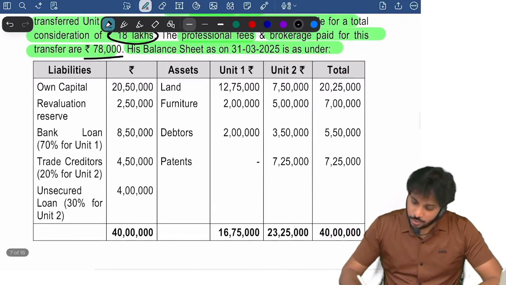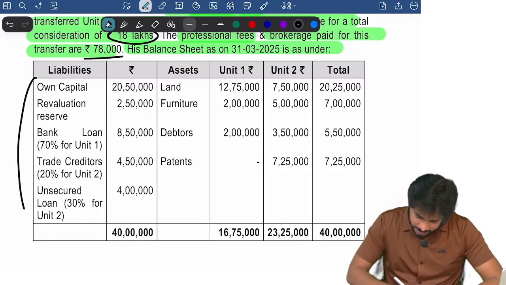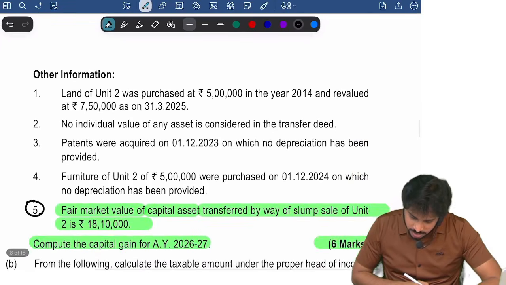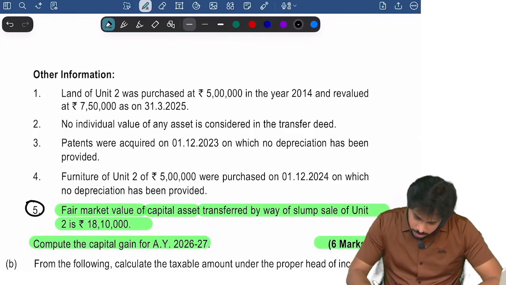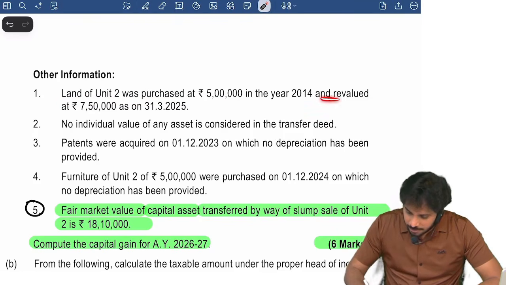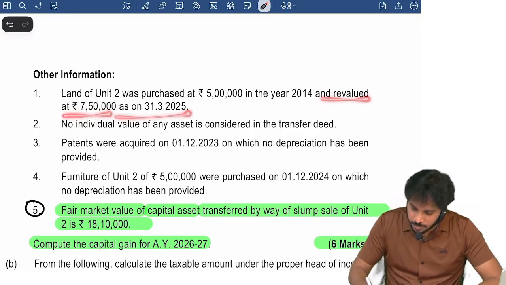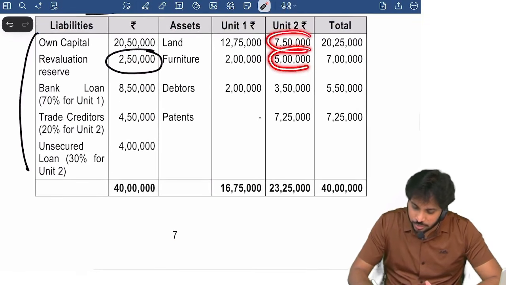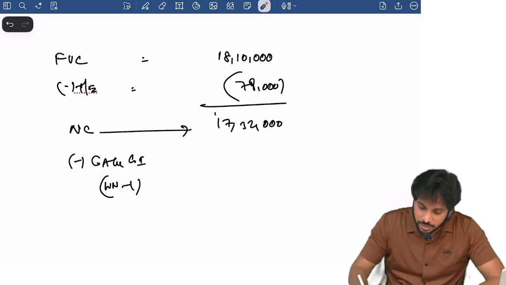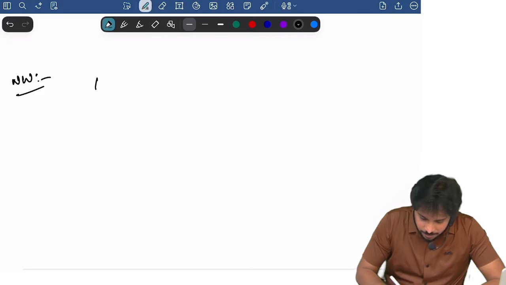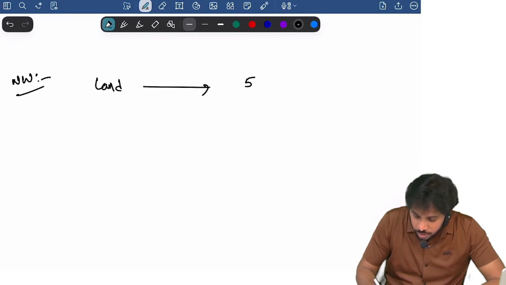So, unit 2 he transferred, remember? Is there any revaluation reserve? Oh, a revaluation reserve of 2.5 lakh is there. Now, how was this revaluation reserve created? Land of unit 2 was purchased at 5 lakh and revalued at 7 lakh 50,000, which means the 2.5 lakh revaluation reserve is there, right? This belongs to unit 2 land. Right now I'm computing net worth. Land before revaluation, how much for unit 2? 5 lakh, yes or no?